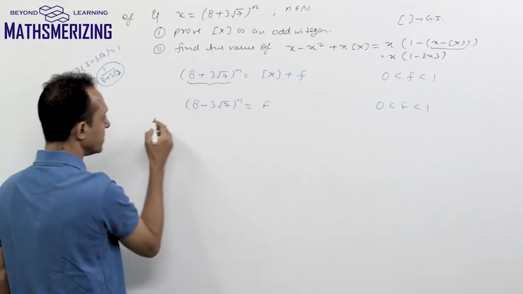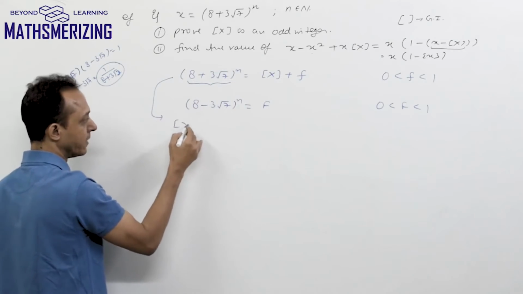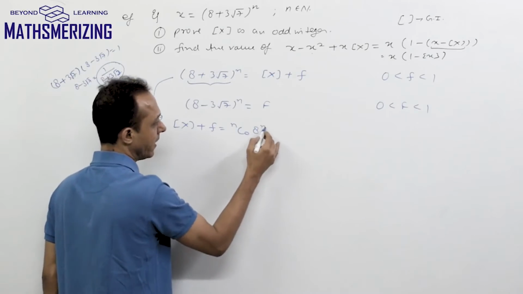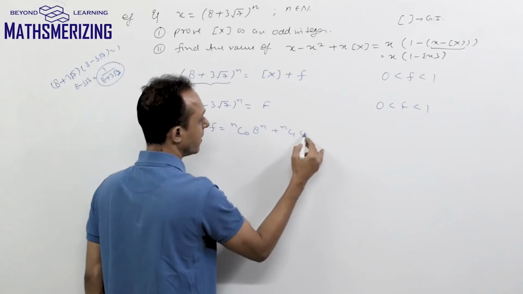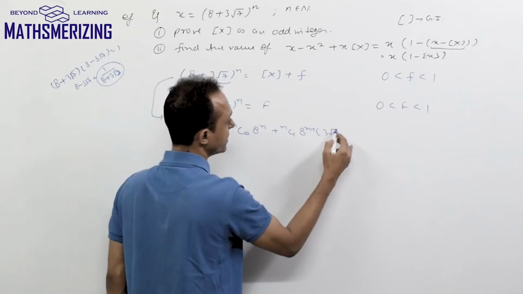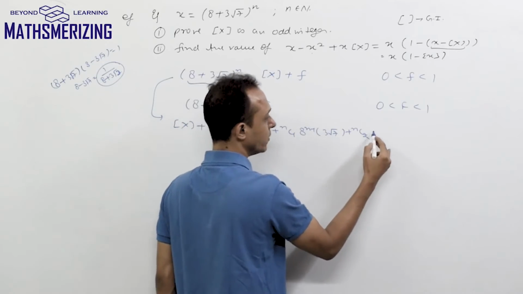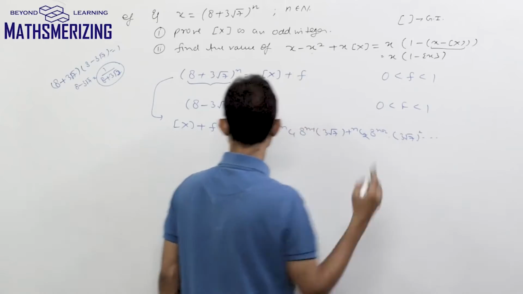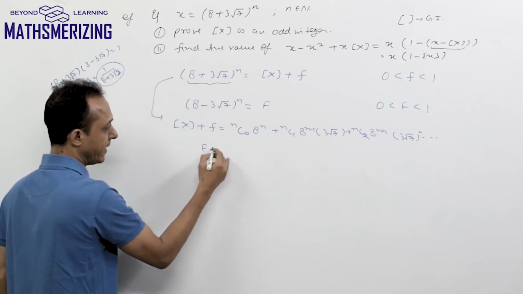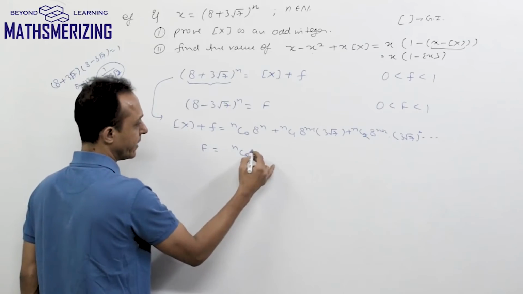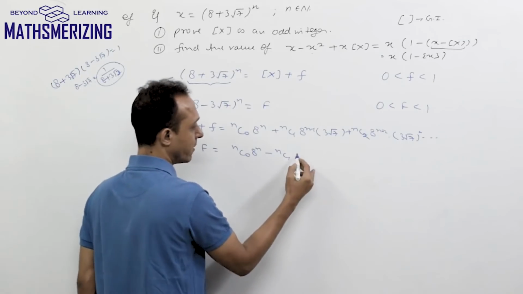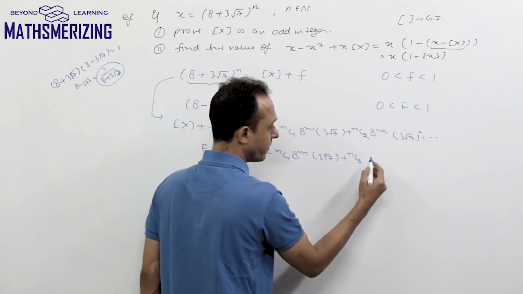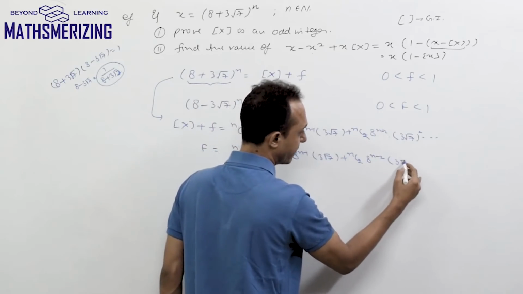Now if I expand these two series, from the first one I can write the greatest integer function of x plus f as nC0 a to the power n, nC1 a to the power n minus 1 into 3 under root 7, nC2 a to the power n minus 2 into 3 root 7 whole square, and so on. From the second series I can write capital F as nC0 a to the power n minus nC1 a to the power n minus 1 into 3 root 7 plus nC2 a to the power n minus 2 into 3 root 7 whole square.